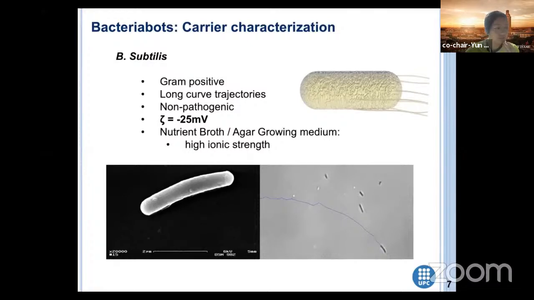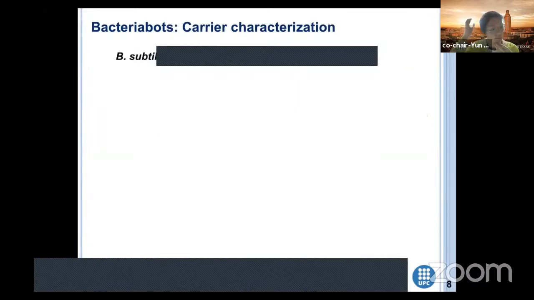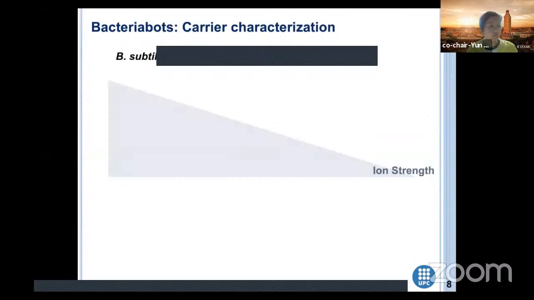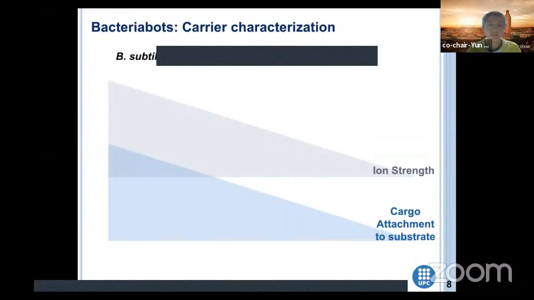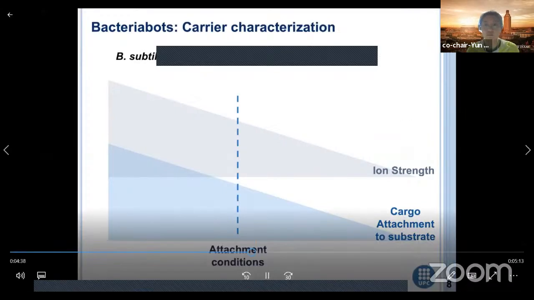It's grown in nutrient broth agar, but this implies high ionic strength. We studied the swimmer behavior considering this ion strength content in the medium, and as well the possible cargo attachment to the substrate. As I've said before, these bacteria grow in a high ion strength medium, but this will lead to cargo attachment to the substrate of analysis instead of to the bacteria. This needs to be considered, and in-between conditions developed, in order to obtain an efficient attachment.